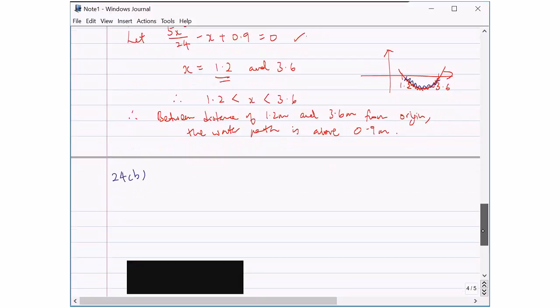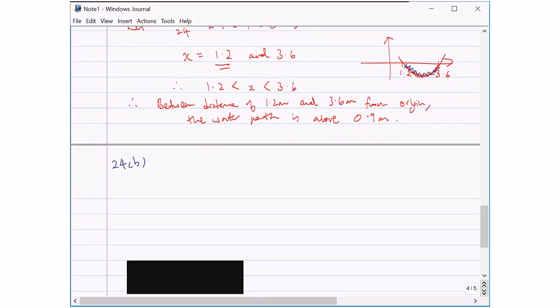Okay? You always draw the graph and you take the shaded area based on what inequality you're solving. Always go back to the inequality you're solving.